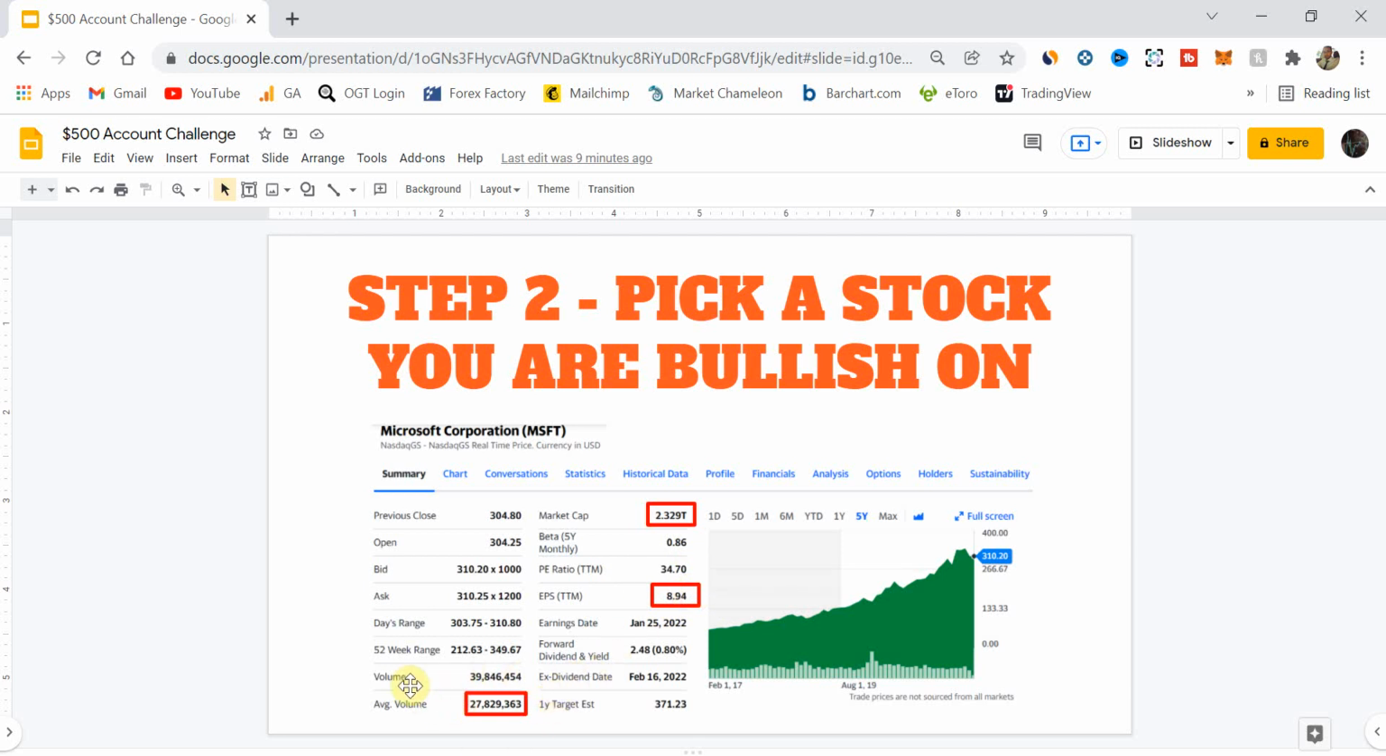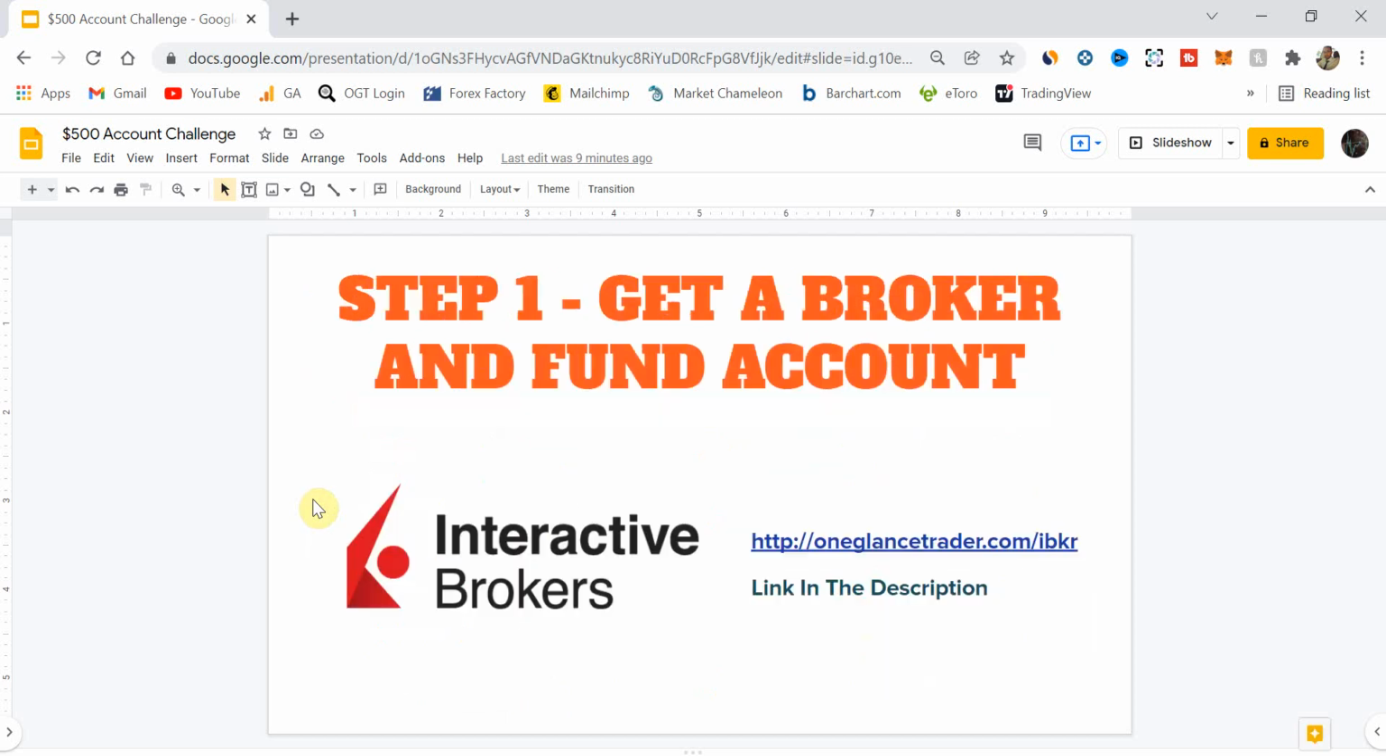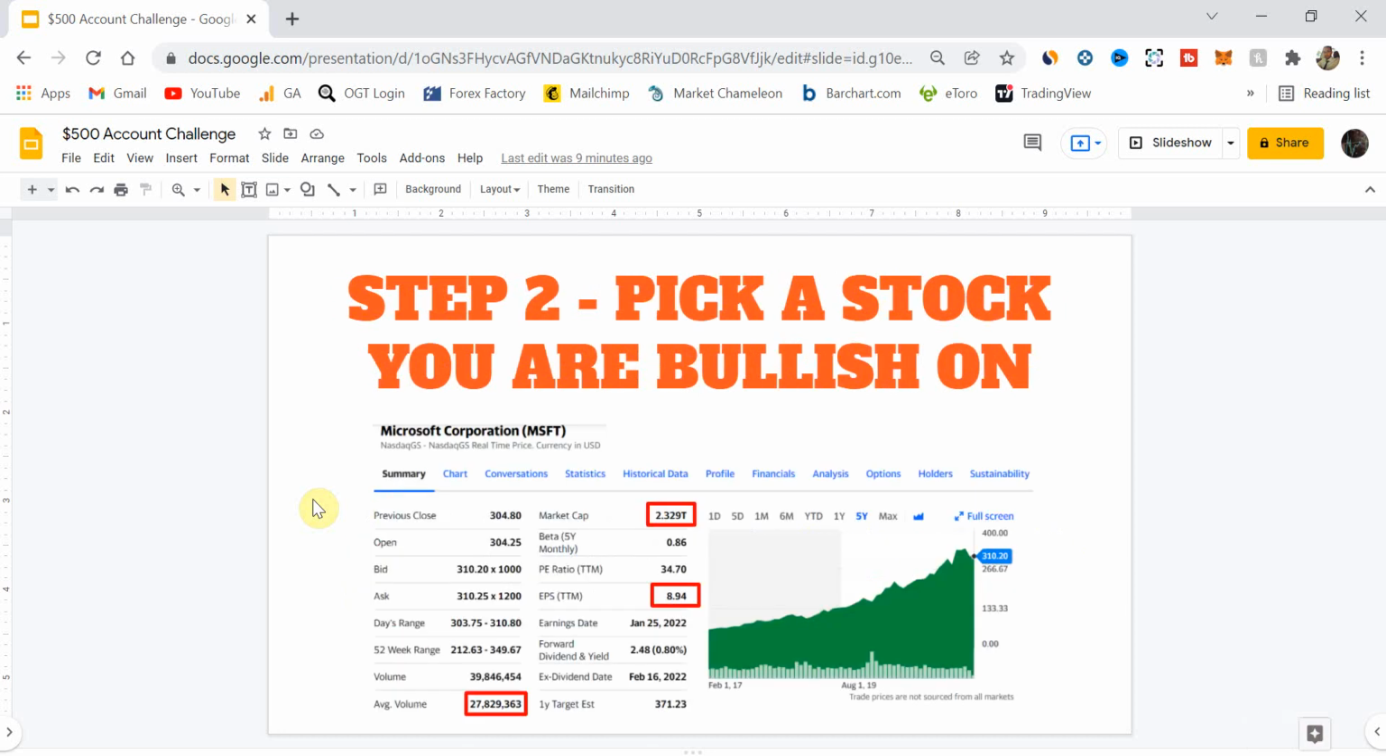What you really need in this strategy is volatility, and there's an average of 27 million shares of Microsoft traded every single day. In my $500 account challenge I'm using Tesla because Tesla gives you slightly better premiums. But I'll show you in this particular example how you can still make fairly decent money picking very, very safe strike prices. So that's the first thing: you get a broker. Let's assume that we're going to be picking Microsoft as an example for this particular trade.